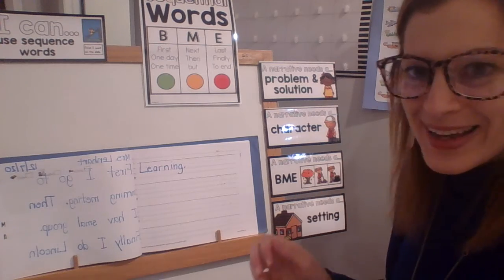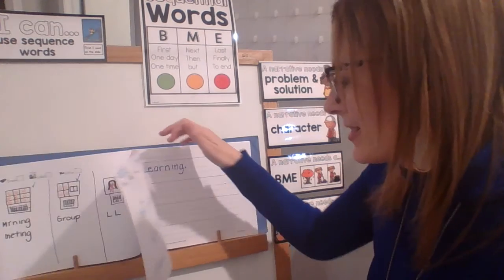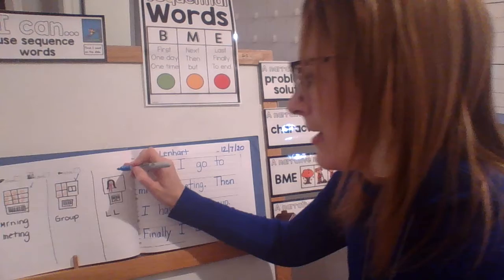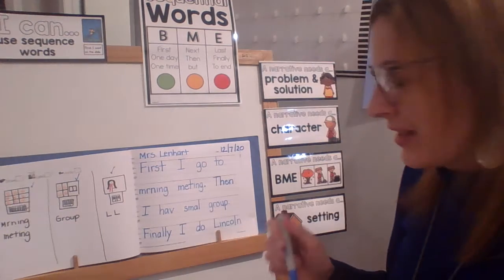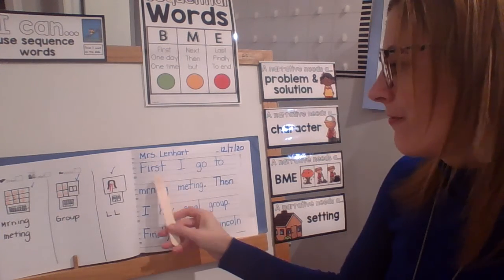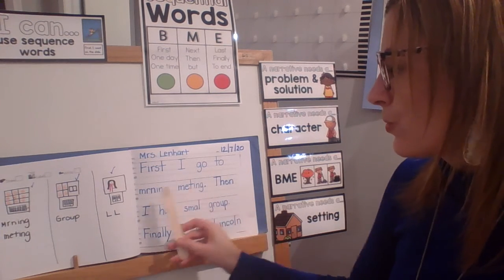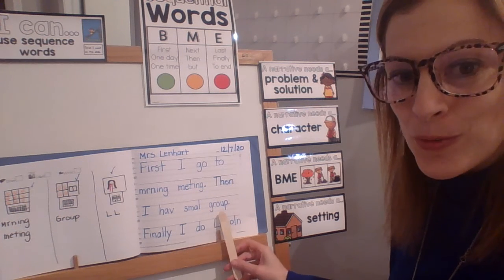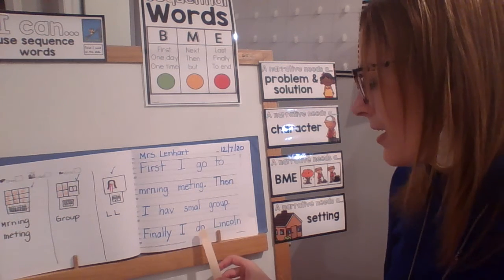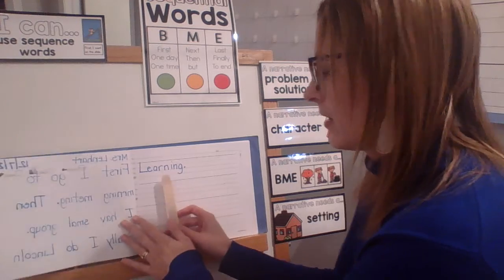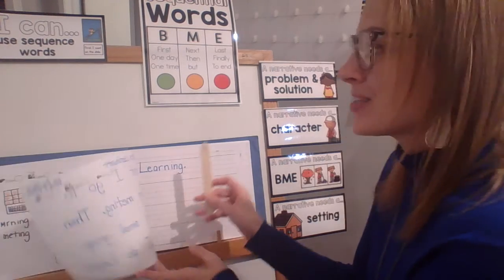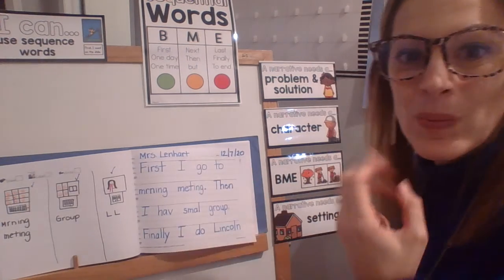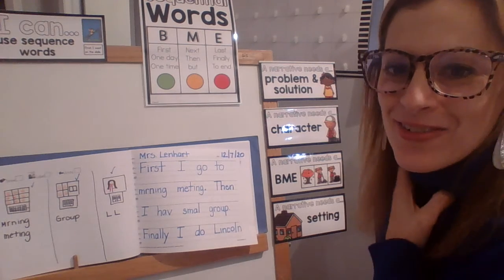All right, friends. Let's go back and take a look at what we've written. Oh, we need to do our ending, okay? Gonna check. All right, here we go. First, I go to morning meeting. Then I have small group. Finally, I do Lincoln learning. All right, did we have a beginning, a middle, and an end? We did.